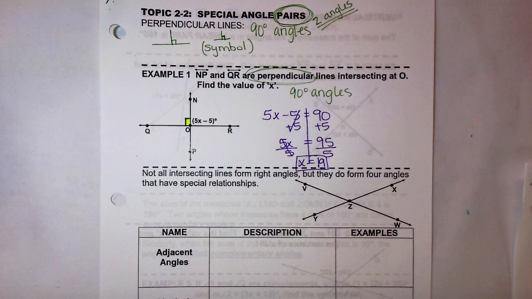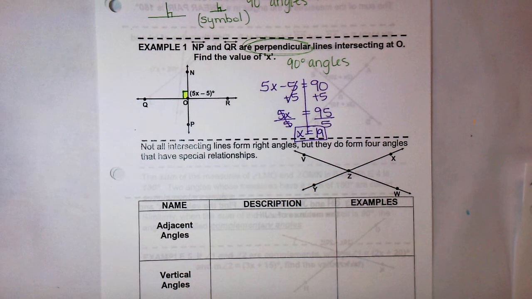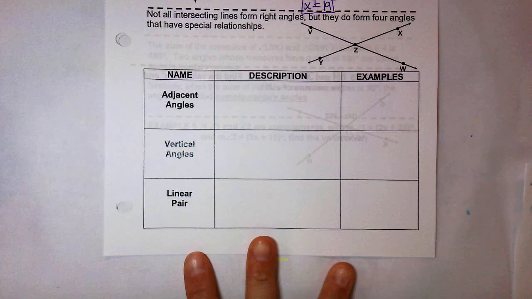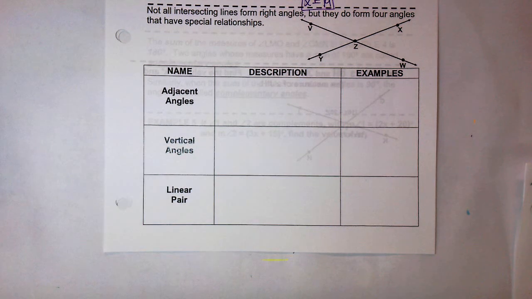All right. So our angle pairs today. The first one we had was perpendicular, and now we have all these nice 3 different types.